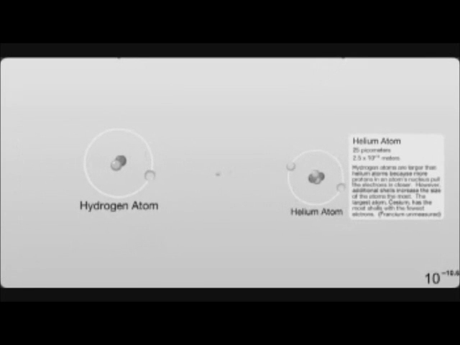The helium atom. Hydrogen atoms are larger than helium atoms because more protons in an atom's nucleus pull the electrons in closer. However, additional shells increase the size of the atoms the most. The largest atom, cesium, has the most shells, but the fewest electrons. Francium is stated to be larger as well, but francium has never been measured.